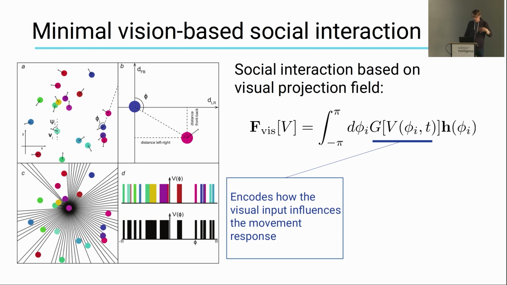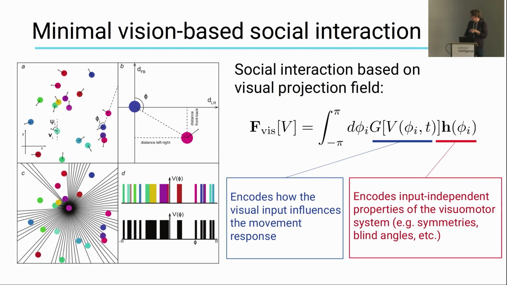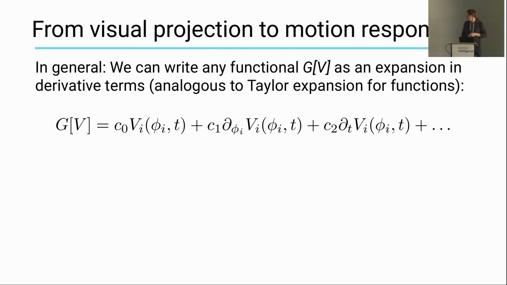Turning left, turning right, speeding up, slowing down. And the second part is a kind of vector that just encodes the input-independent properties of the visual motor system, like the symmetries and the blind angles potentially and so on. And then this functional is a general mathematical object, but we can write something like a Taylor expansion for this functional, in the same way you would approximate a function.